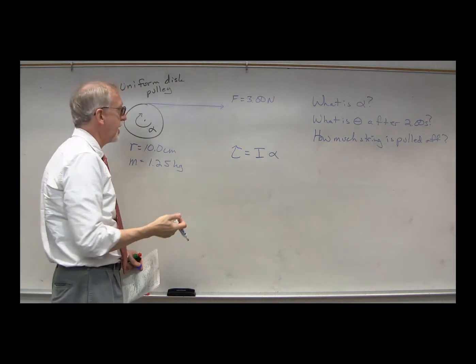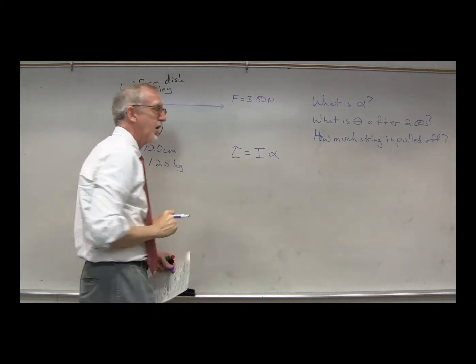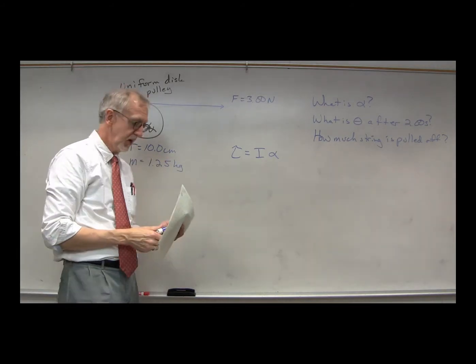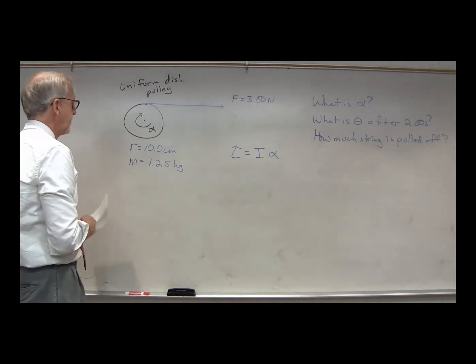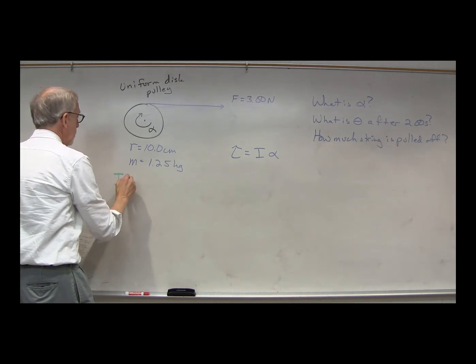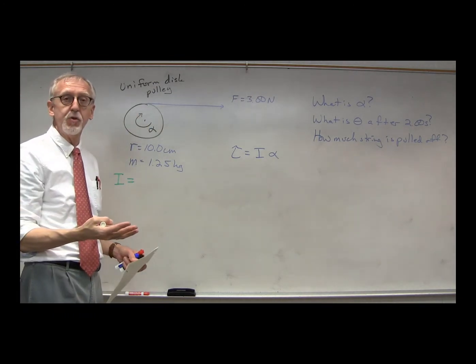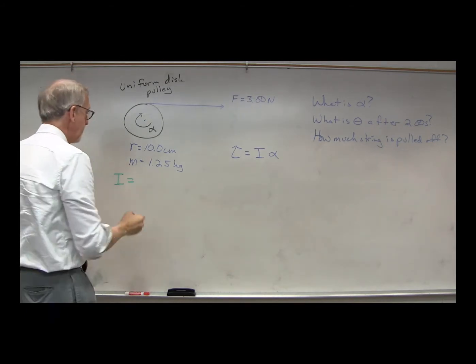So if we can figure out the torque and we can figure out the moment of inertia, we can figure out what the angular acceleration is. So what's the moment of inertia? Well, we have that it is a uniform disk. We know the moment of inertia for a uniform disk is 1/2 mr squared.